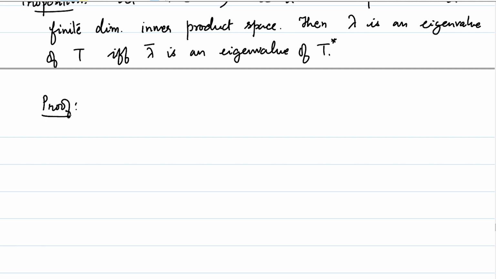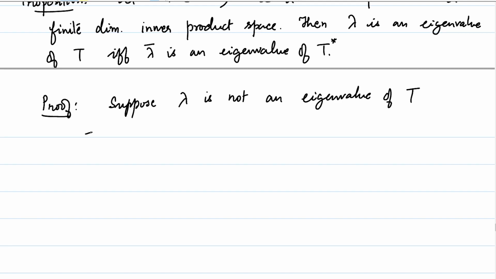The proof is going to be by contradiction. Suppose lambda is not an eigenvalue of T. We will prove that lambda bar will not be an eigenvalue of T star. And then after that we will prove the converse, wherein we will assume that lambda bar is not an eigenvalue of T star, and then we will prove that lambda will not be an eigenvalue of T. So instead of proving this statement, we will prove the contrapositive of these statements. Suppose lambda is not an eigenvalue of T.